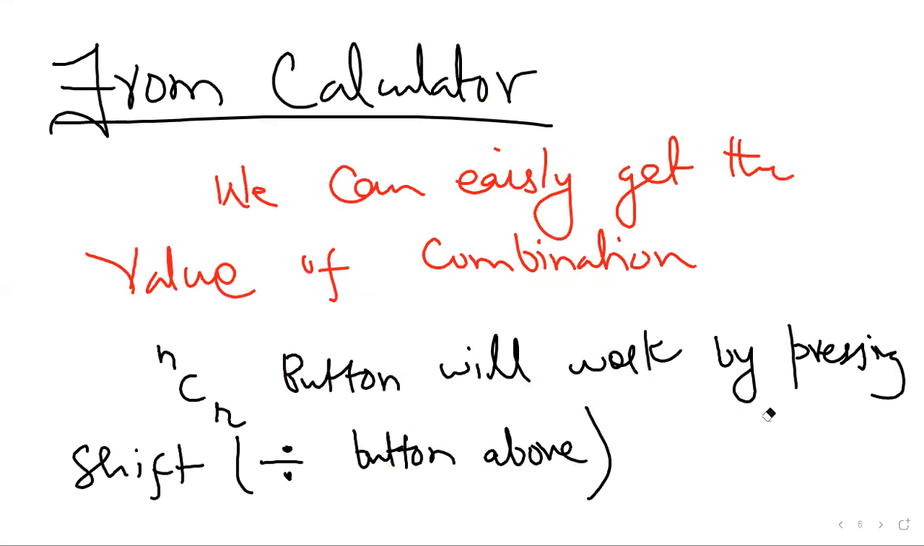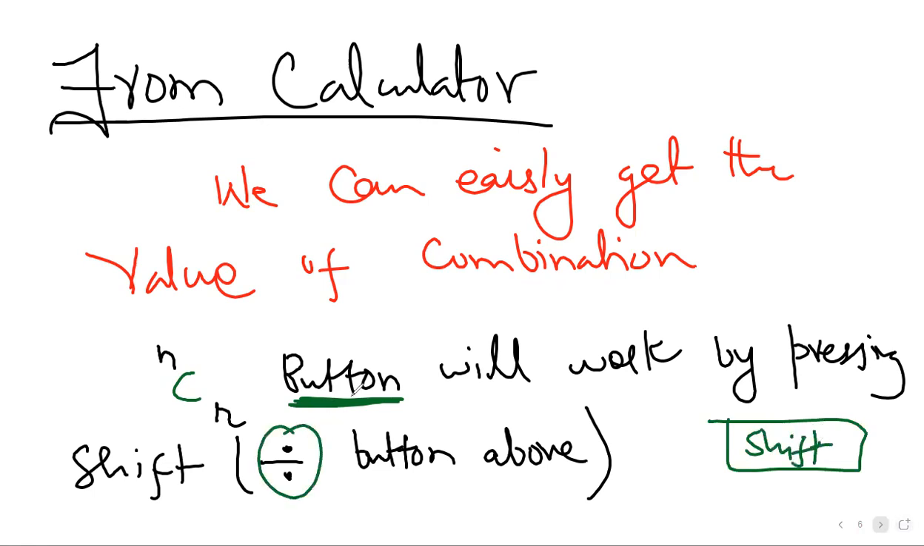Now, how can we get the value from the calculator? We can easily get the value of the combination with the help of the calculator. The nCr button is already present in the calculator. And how it will work: if you look at the divide button in the calculator, you will just press the shift button and then the divide button. On the divide button, it is written nCr.